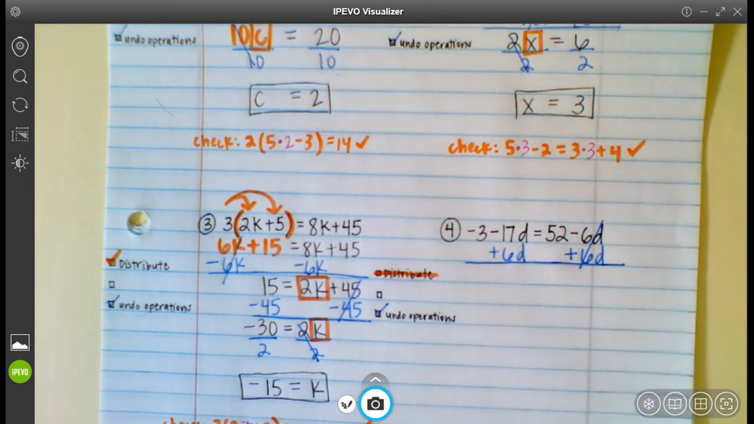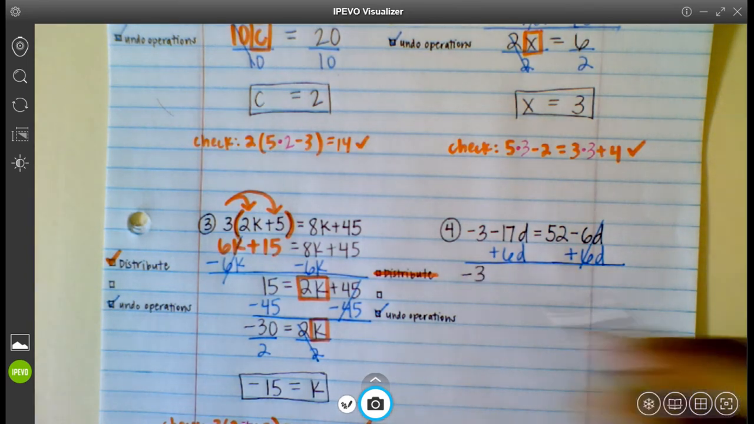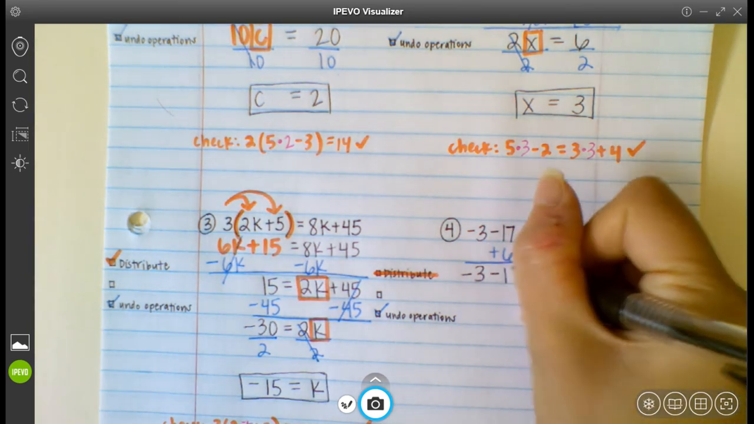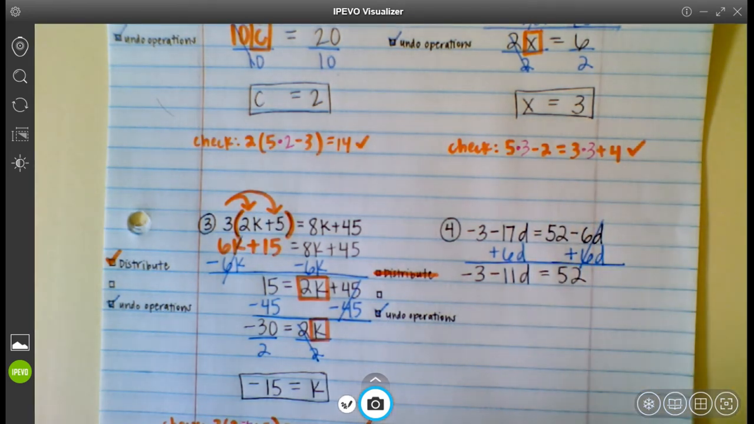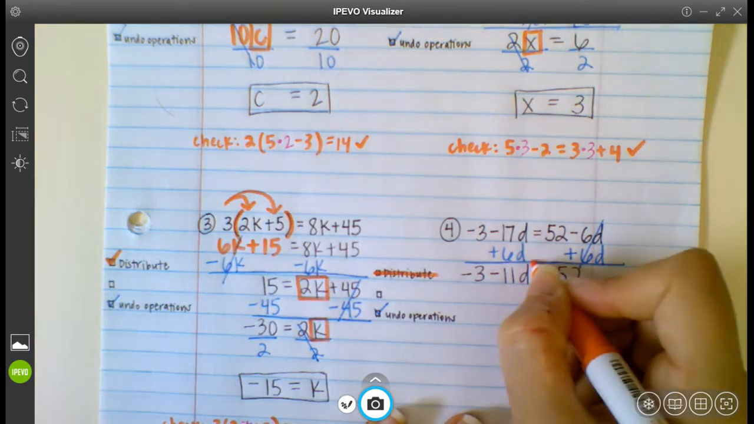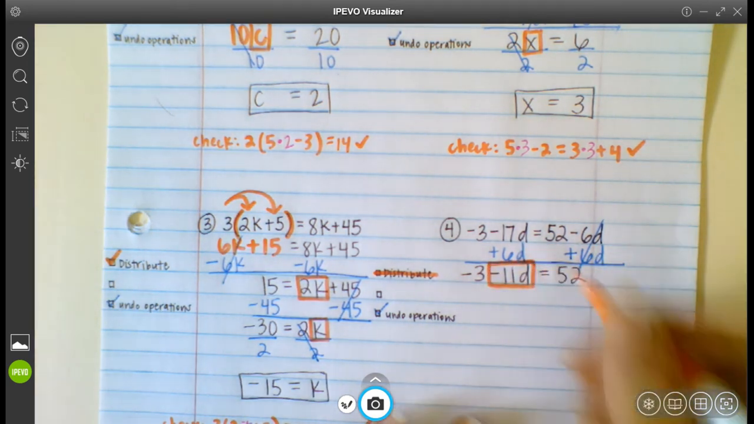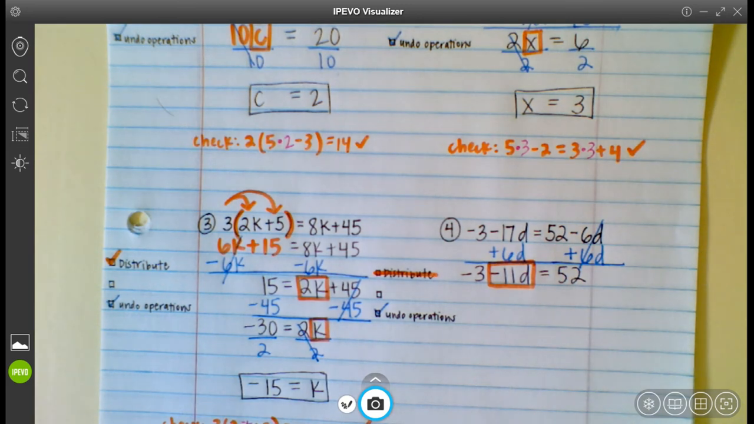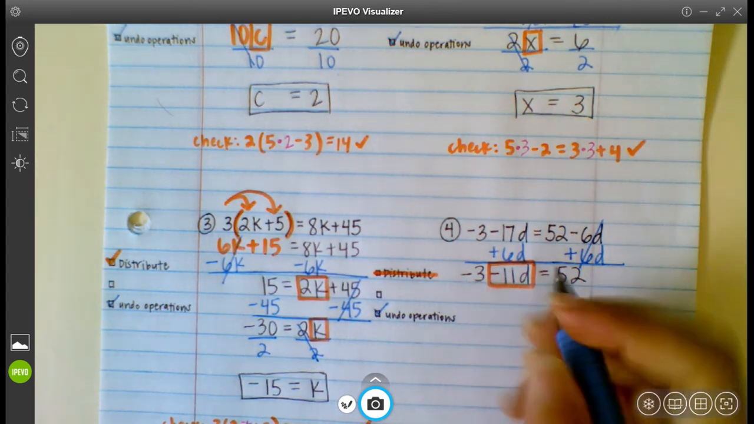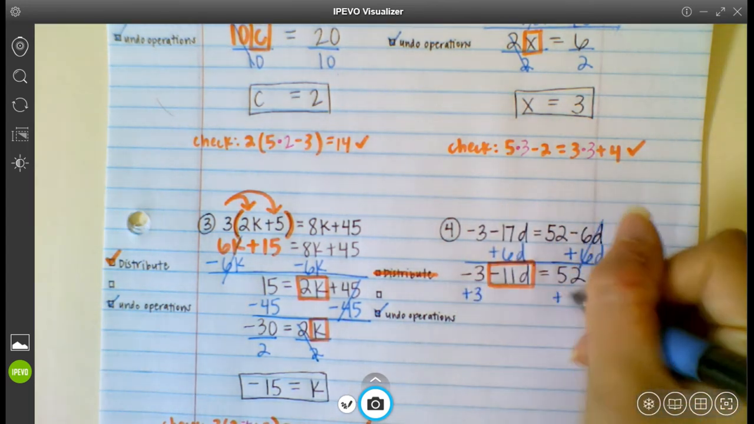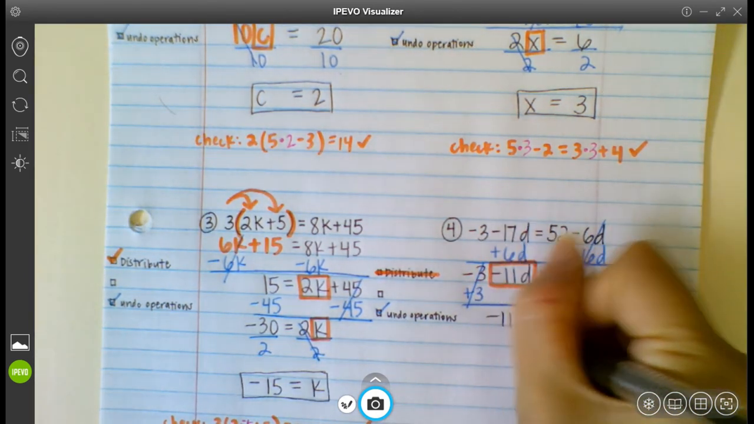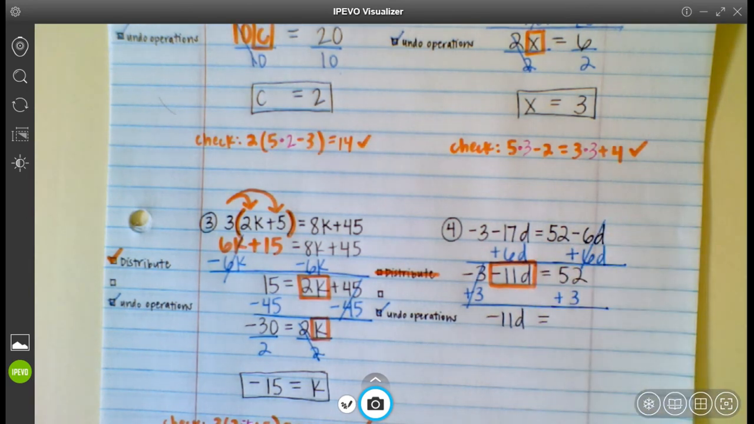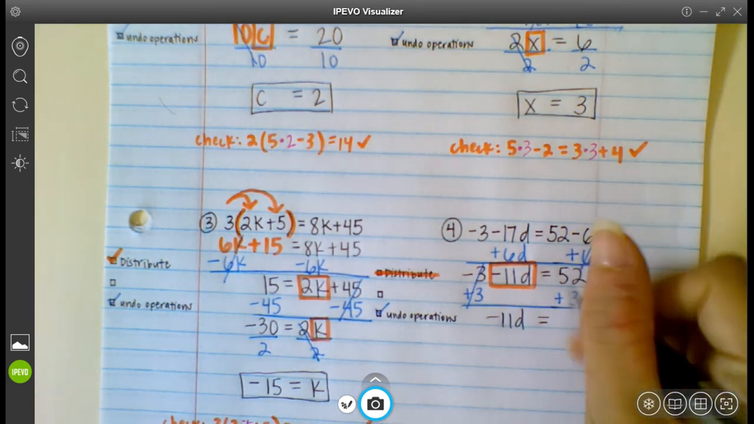The 6D's are going to undo each other, leaving us with -3 minus 11D equals 52. Now to complete solving, we need to get D by itself, but right now it's partnered with that -11 right in front of it. So how do we undo these operations some more? Well, I see that I'm subtracting 3, so to undo that, we're going to add 3 to both sides, allowing us to get -11D equals 52 plus 3 is in fact 55.